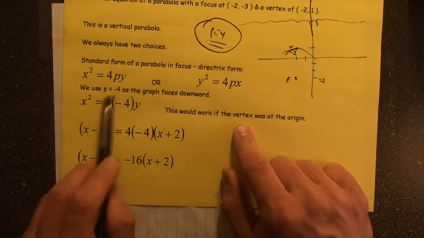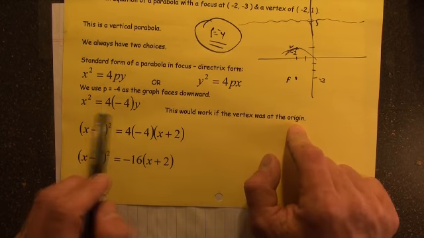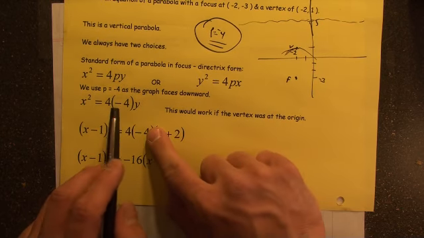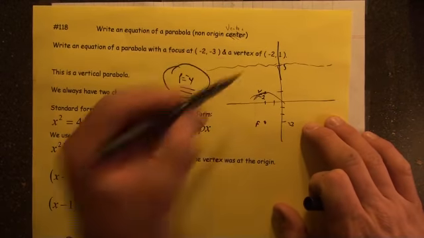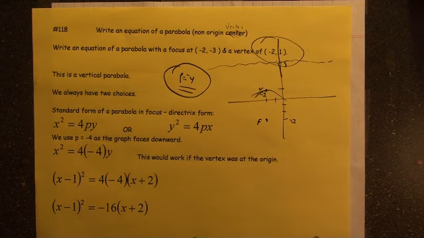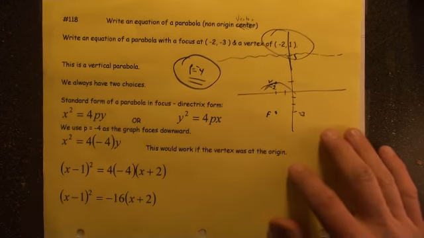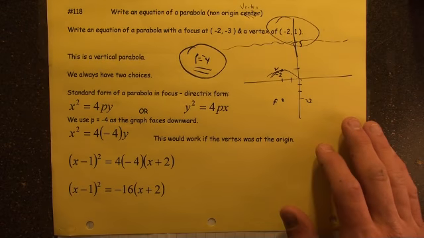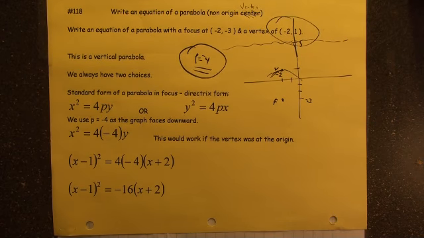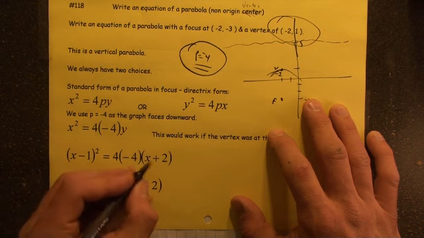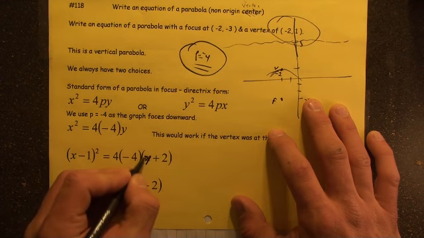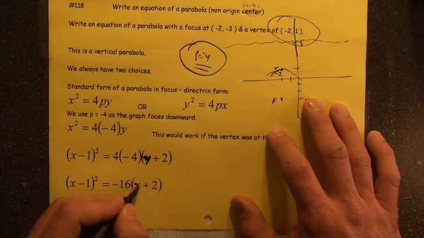Of course, we change this to -16 if the vertex was at the origin. But it's translated away. The vertex is (-2, 1). So therefore, we're going to plug in. And did I mess this up? Oh, I put an X here. That's what I did. This should be a Y here. And I'm always good for at least one mistake per video. It's a beautiful thing.